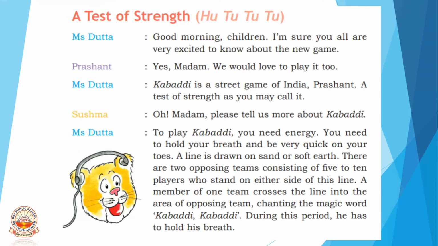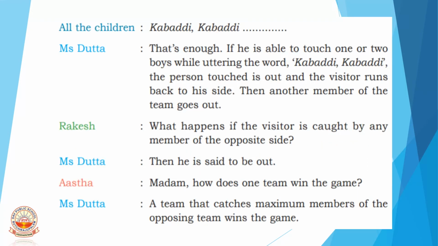Next, there are two opposing teams consisting of 5 to 10 players who stand on either side of this line. So it is 7 players, children, just correct it. A member of one team crosses the line into the area of the opposing team, chanting the magic word Kabaddi Kabaddi. So in each team, 7 players will be there, and one member crosses the line from one team to the opposing team, chanting the magic word Kabaddi Kabaddi. During this period, he has to hold his breath. He should not stop that chanting, that is Kabaddi Kabaddi. All the children in the class, Kabaddi Kabaddi.